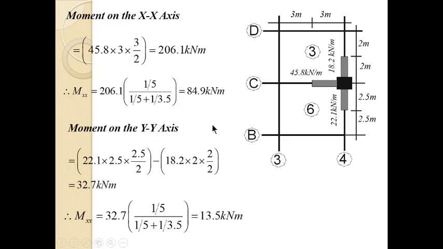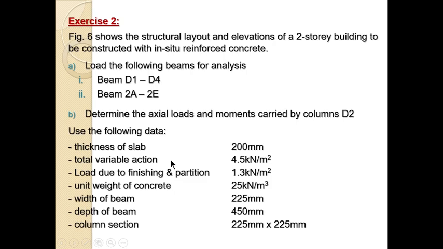You do the same thing in the y direction. Remember, we have two beams at the opposite sides, so you have this minus this, and you have this. You now multiply it by that ratio, and with that you have the design axial load and moment in that particular column. So this is exercise 2.